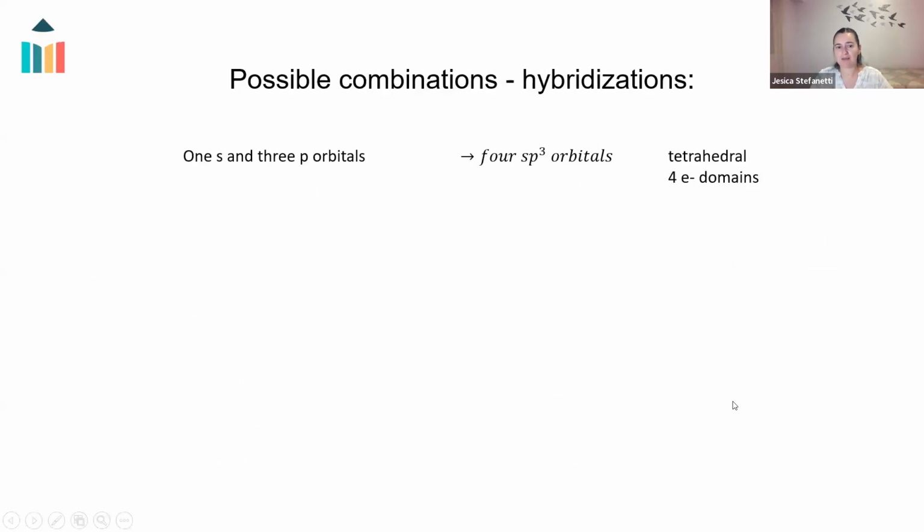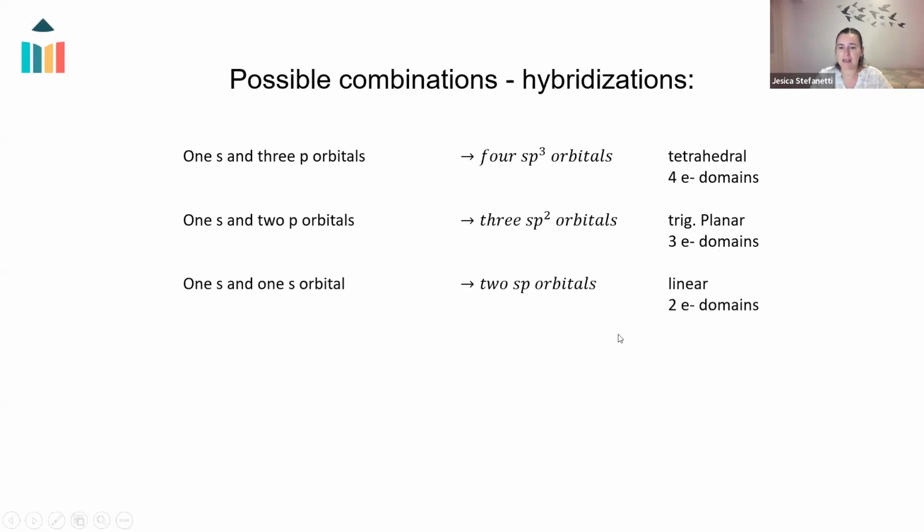The possibilities we might have are the combination of 1 s and 3 p orbitals for sp3. This will produce a tetrahedral arrangement and a carbon with 4 electron domains around. Another option is to have s with 2 p orbitals, so it will produce an sp2 hybridization that will produce the carbon with the trigonal planar arrangement and 3 electron domains, and the other one is the sp. That happens if the carbon has 2 electron domains around.